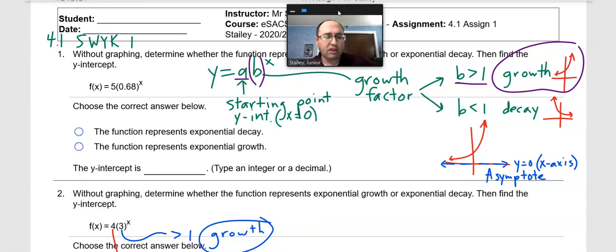Now, if the b value is less than 1, if the growth factor happens to be smaller than 1, so we're talking a decimal, a fraction, 0.5, 0.2, 0.17, 0.73, something like that, then we get into something called exponential decay. Exponential decay is what you don't want your money to do. You'll often see value of cars or things like that will decay in value.